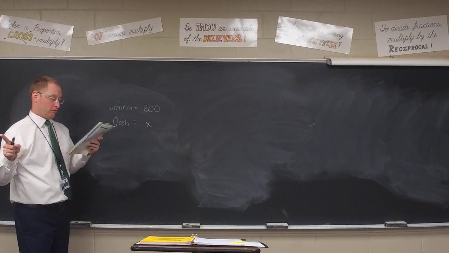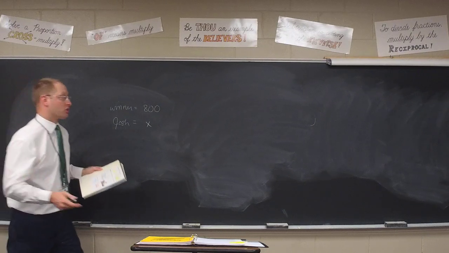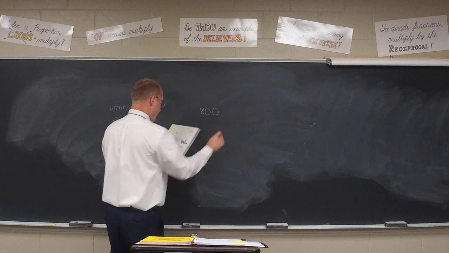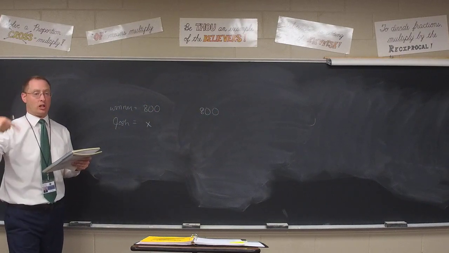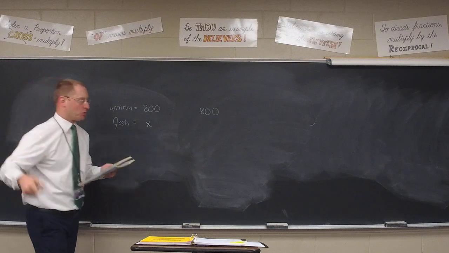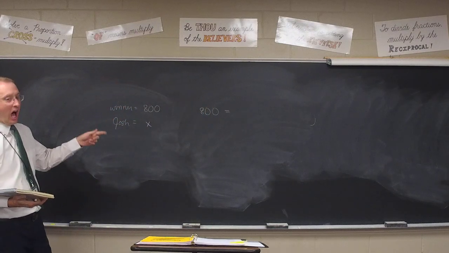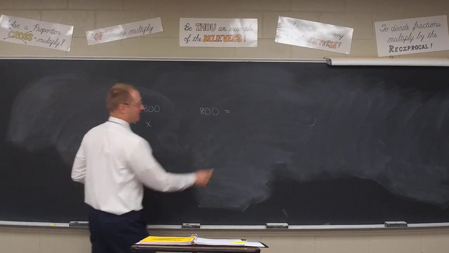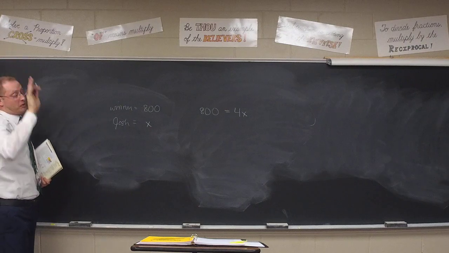The winner. Okay, the winner. Class, what do I write? 800, because the winner read 800. And then it says he read, class. 4 times. Read, class. That's a verb. It's an equals sign. 4 times as many as Josh. What do I write, class? 4x. 800 equals 4x. Then we're just going to divide by 4.